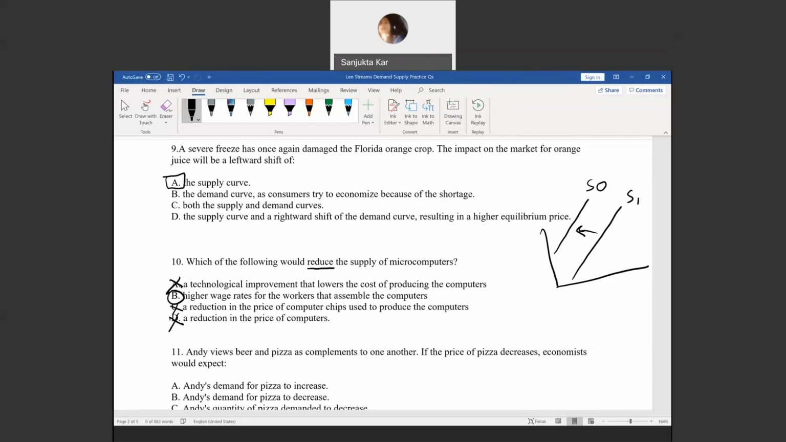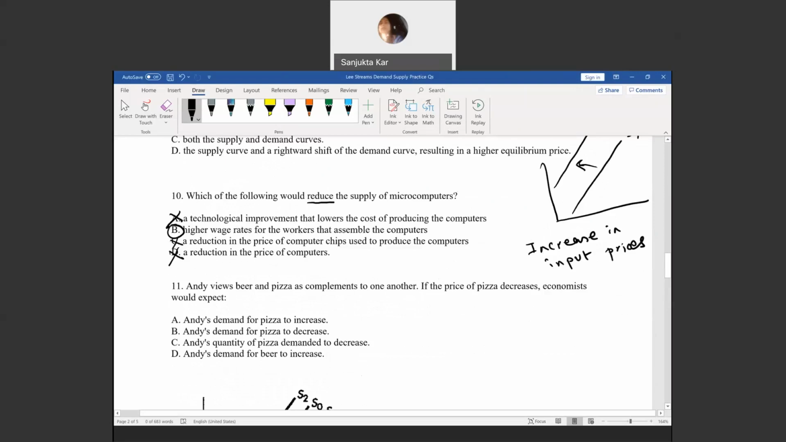Higher wages means an increase in input prices. Here we are looking at our labor input. The price of labor is increasing, which means wages are going to go up. When wages increase, the supply curve will shift to the left.